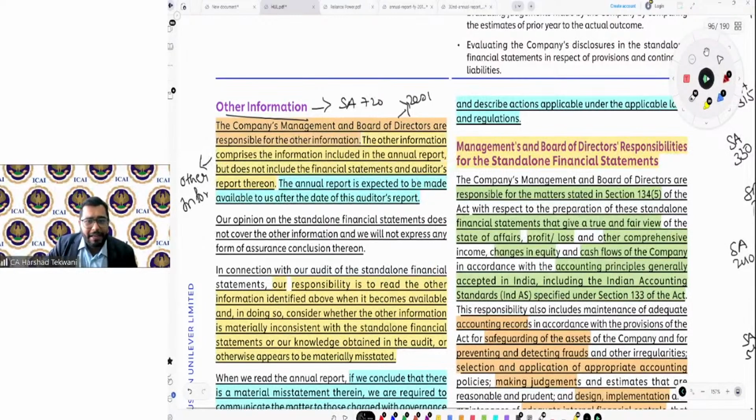Whose responsibility is it for other information? It's not the auditor's responsibility. Then identification of other information, which is there, the yellow one. So I need to identify what is other information. And third, when I am expected to receive this other information.